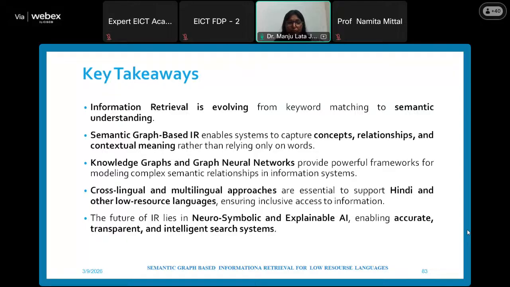Now, after today's session, what we have learned: graph-based IR enables systems to capture concepts, relationships, and actual meanings. Knowledge graphs and graph neural networks we have discussed. Cross-lingual, multilingual approaches and low-resource languages. The future of the art lies in neuro-symbolic or explainable AI, enabling accurate, transparent, and intelligent search systems. So these were some key points of today's discussion.